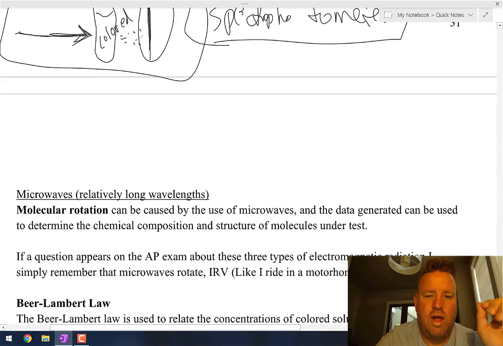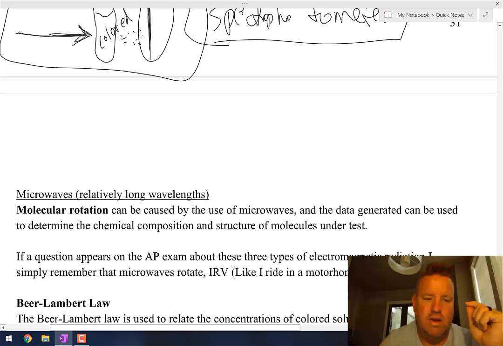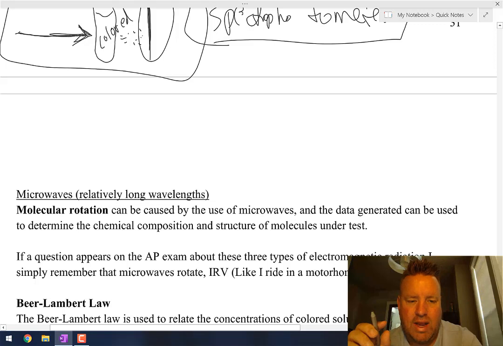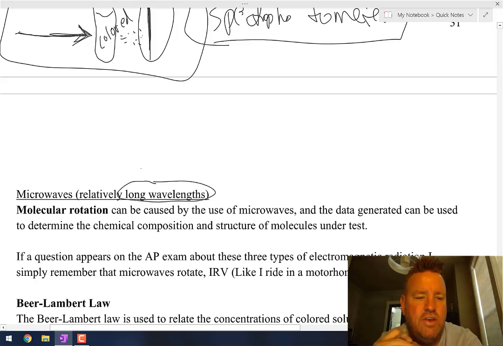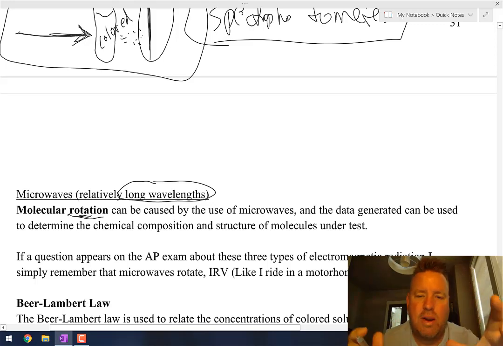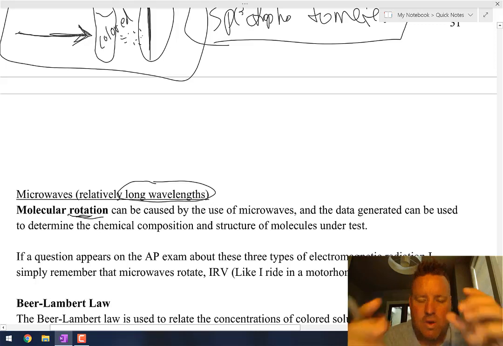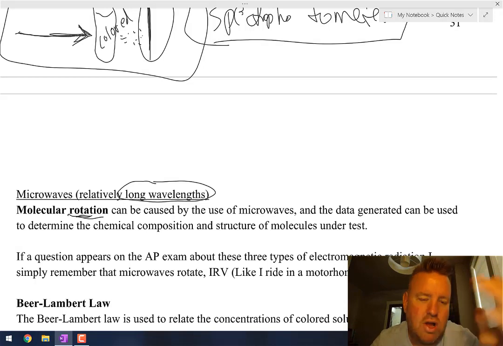And then our third one is microwaves, which again is another type of electromagnetic radiation. If you need to look at that, go back towards the beginning of Unit 1 and you can see the electromagnetic spectrum. Microwaves are even lower in energy, so they have longer wavelengths. What microwaves can do is produce what are called molecular rotations. Think about a microwave: you put your food in there, and it probably has a little dish that turns in a circle. So when I think of this one, I think of microwaves rotate. That's all you need to remember.